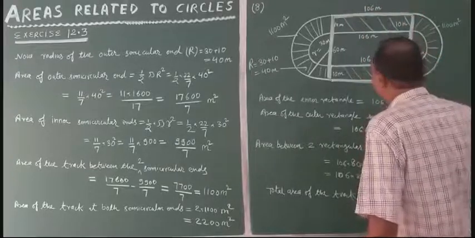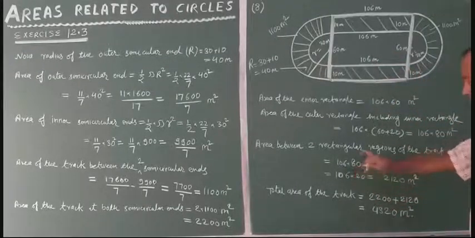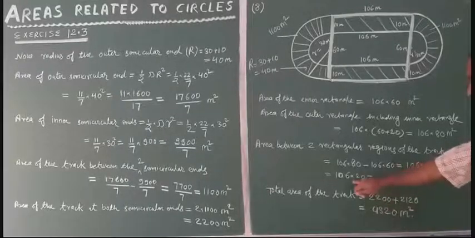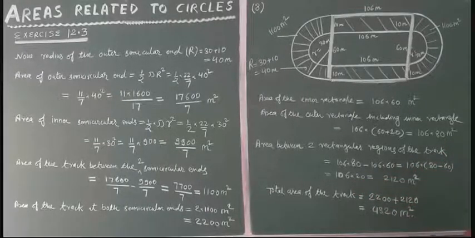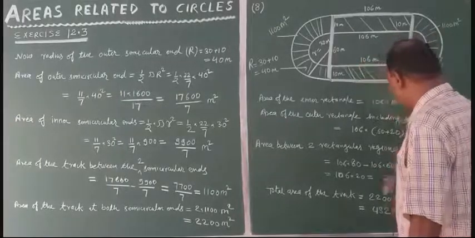Now area between two rectangular regions of the track, this area will be area of the outer rectangle minus area of inner rectangle. So that is 106 into 80 minus 106 into 60. That will be 106 you can take outside. This is 80 minus 60, that is 20. So 106 into 20. When you will multiply this, 2 6 are 12 and 2120 meter square. So this rectangular area is how much?